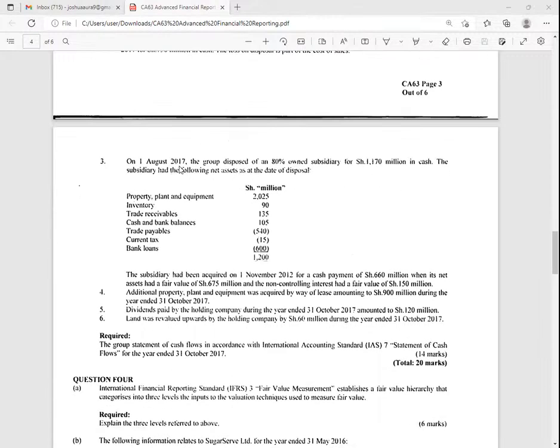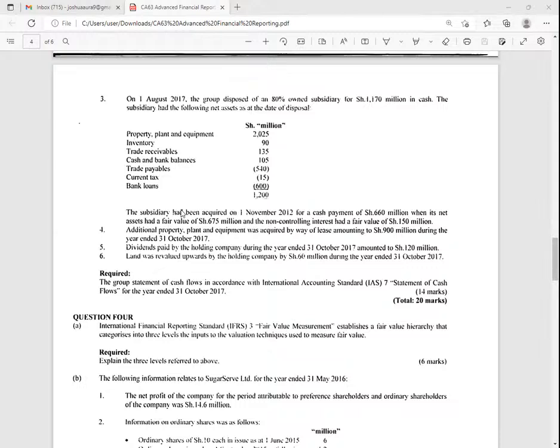So on 1st August 2017, the group disposed of an 80% owned subsidiary for 1170 million in cash. The subsidiary had the following net assets as at the date of disposal. So we have property, plant and equipment, etc. We are told that the subsidiary had been acquired on 1st November 2017 for a cash payment of 660 million, when its net assets had a fair value of shilling 675 million, and the non-controlling interest had a fair value of 150 million. Additional property, plant and equipment was acquired by way of lease amounting to 900 million during the year ended 31st October 2017.